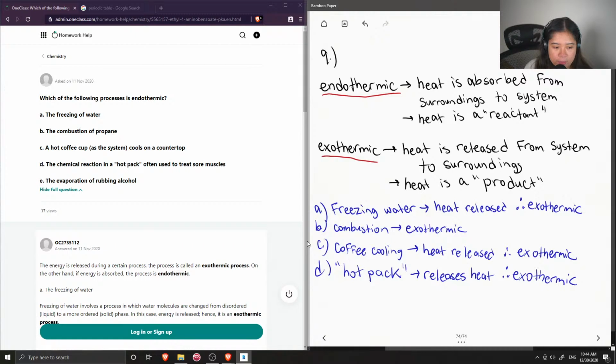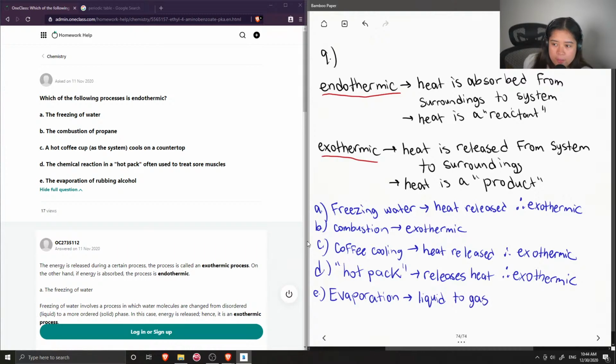So this leaves us with E. So by process of elimination, this is probably the endothermic one, but let's see what it says anyways. The evaporation of rubbing alcohol. So when we have an evaporation reaction, this is also the conversion of a liquid to a gas.